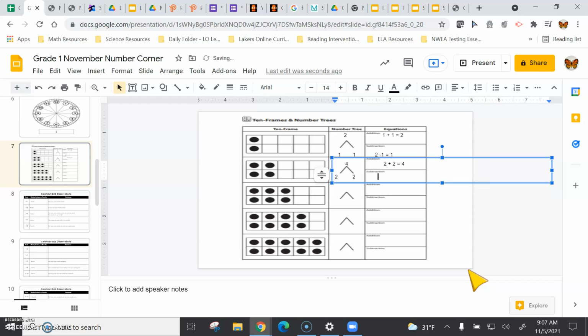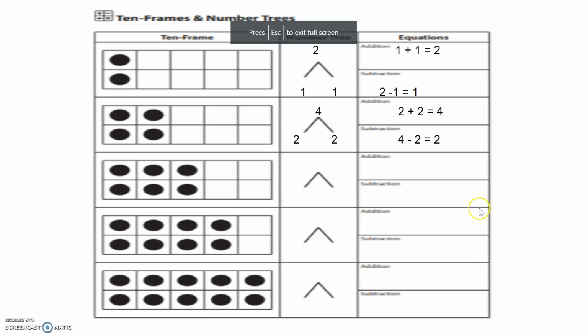Then, if we were writing a subtraction fact to explain this equation, it would be the answer, which we call the sum if it's an addition problem, 4 minus one of those numbers, which is 2, equals 2. I'll show this to you in a bigger way. But all we're doing is taking those doubles, using the 10 frame, the number tree, and preparing an equation. We're going to do more of this throughout the school year. I want you to focus on these. If you need to look at it again, take the time to do that.